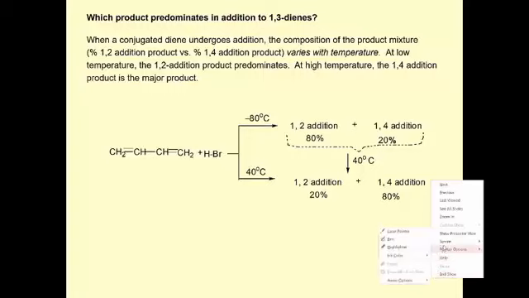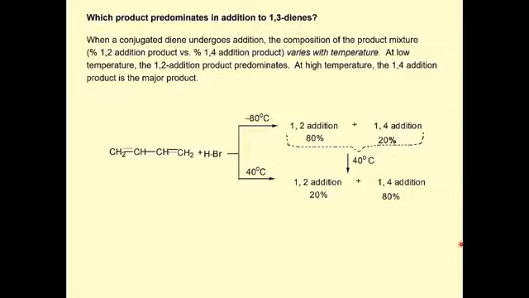Okay. Now, one important issue to address is this. We know that two products form when a conjugated diene undergoes addition. One product called 1,2 addition, the other called 1,4 addition product. What about the relative amounts? I mentioned it briefly before. They are formed in comparable amounts. The percentages of each varies, however. What does it depend on?